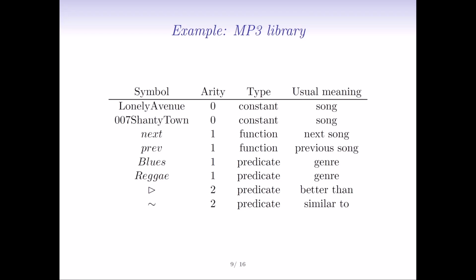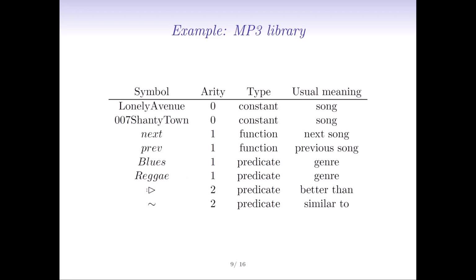And then I also thought about some predicates that you might have on my MP3 library, or the songs in my library. So I could have predicates that represent genres. So two genres are blues and reggae. They're predicates of arity 1. So blues of x is supposed to represent the property that a particular song belongs to the blues genre, and the same for reggae. And then I thought about a couple of binary predicates as well.